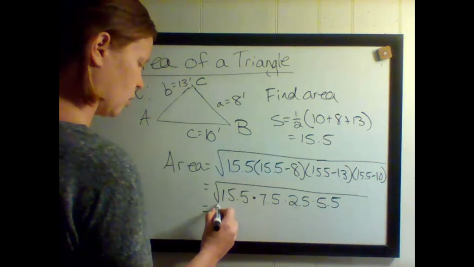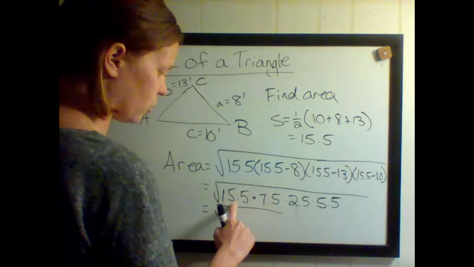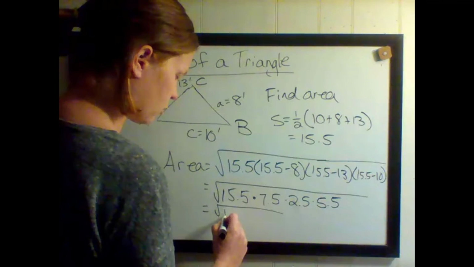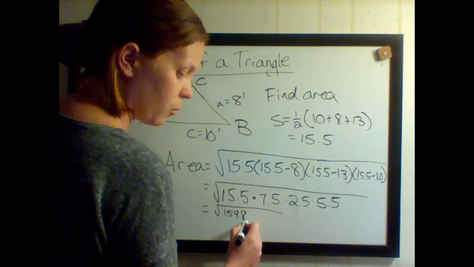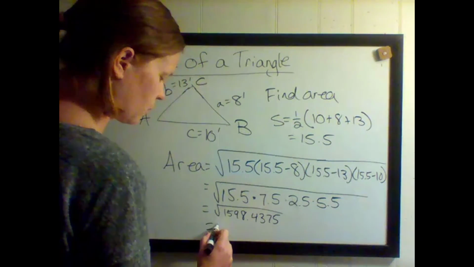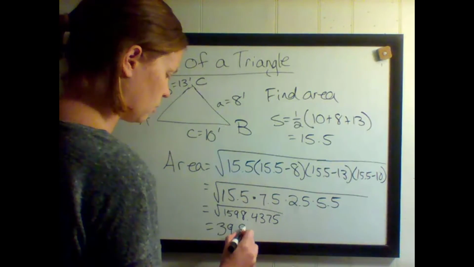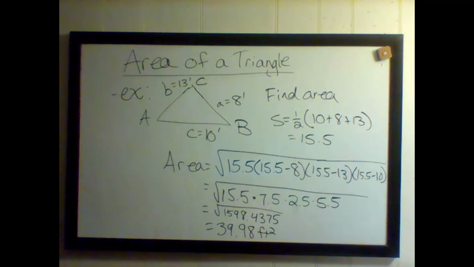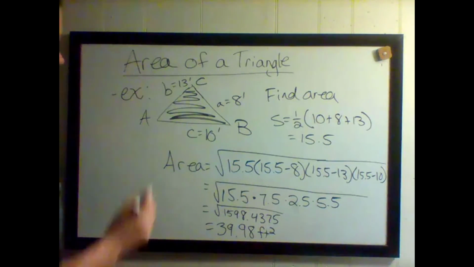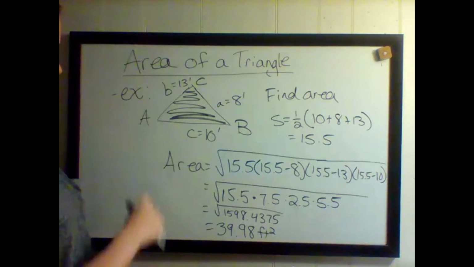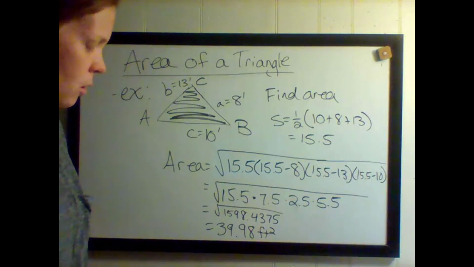Again, you could from there put everything in your calculator. But if you did 15.5 times 7.5 times 2.5 times 5.5, this is 1598.4375. And then when I do the square root, I'm getting 39.98 square feet. We're talking about area here, so feet squared, or about 40 feet squared. If you think about it, filling this in, that seems like it'd be about 40. If you made it into a rectangle, it'd be maybe 10 by 7 or something, and cut that in half. So that seems about right.